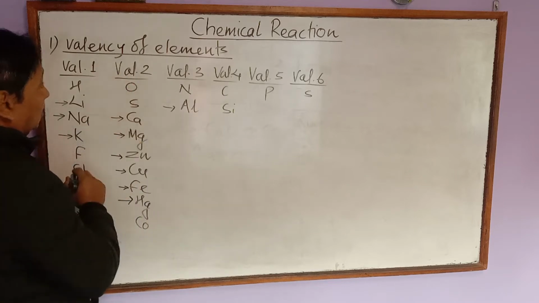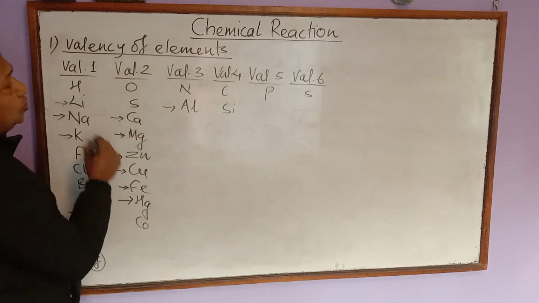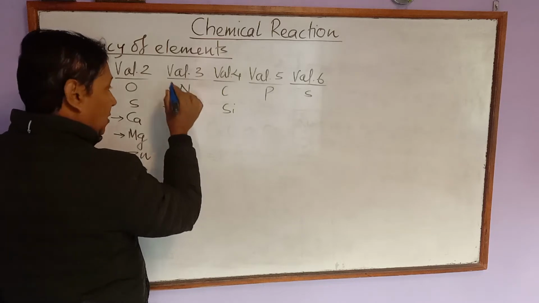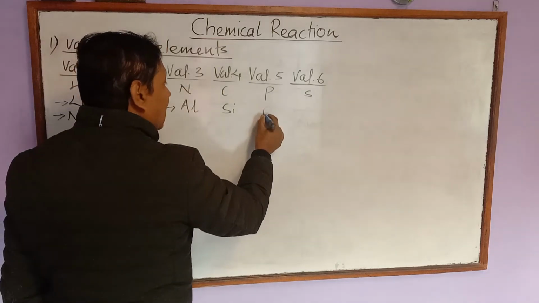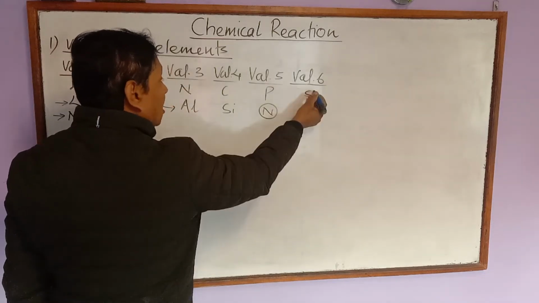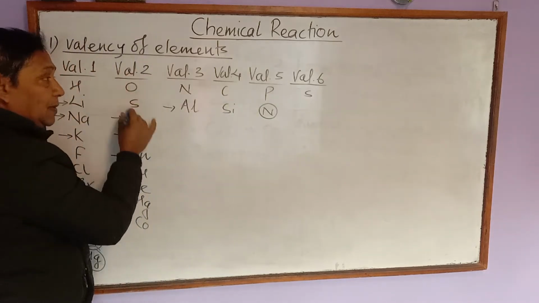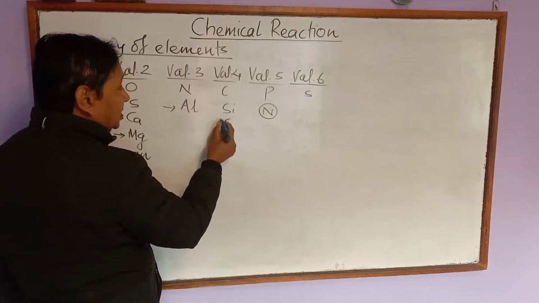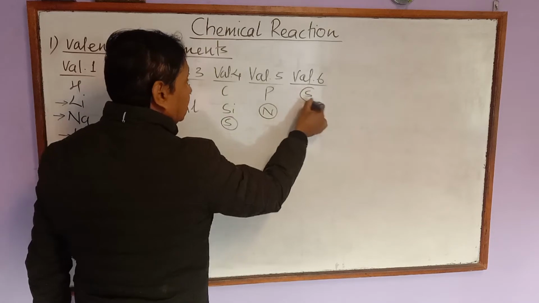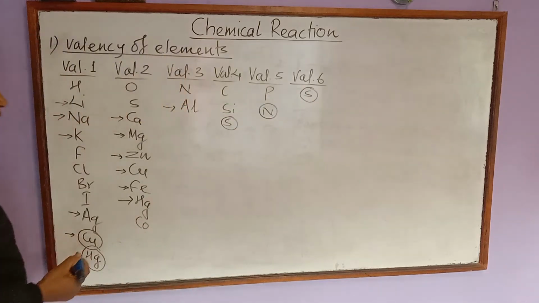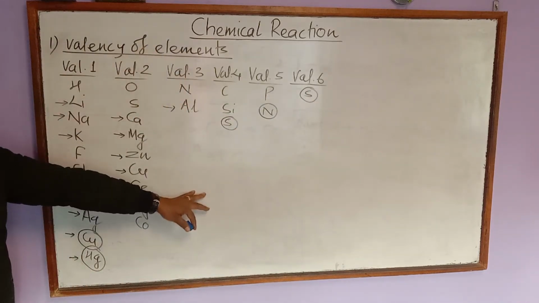Now there are others also, just like nitrogen, its valency is normally 3. It has valency 5 also. And sulfur, normally its valency is 2. Sometimes its valency is 4 also, and sometimes 6 also. You have seen here. We have to remember this.